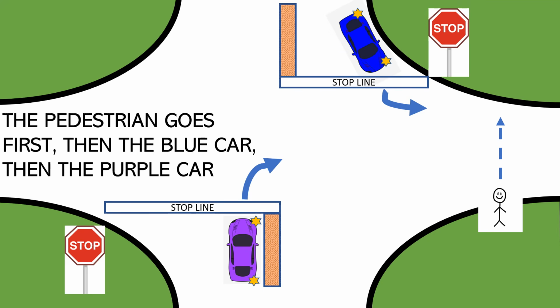Now this is another one that normally would be fairly straightforward, but it's complicated by the presence of that pedestrian there. So the blue car has right of way against the purple car, so it's clearly going to be the first car that goes. However, the blue car needs to wait for the pedestrian.